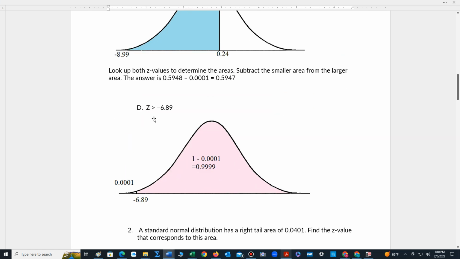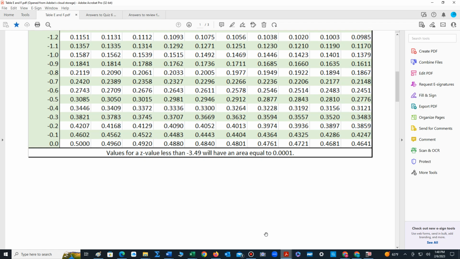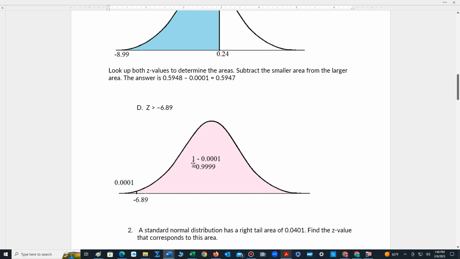If we're looking for the area to the right of negative 6.89, using the same information, remember, if there's a z-value that's less than negative 3.49, the area is 0.0001. But we want the area to the right, so you take 1 minus that area to get an answer of 0.9999.